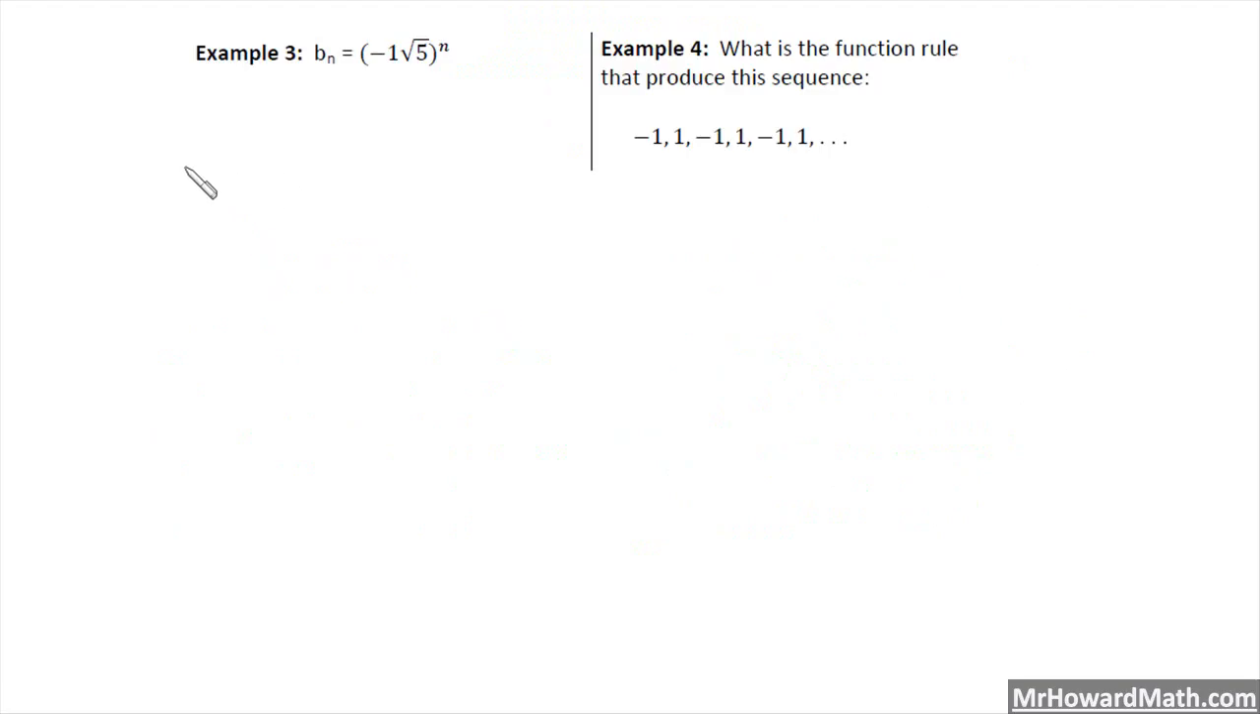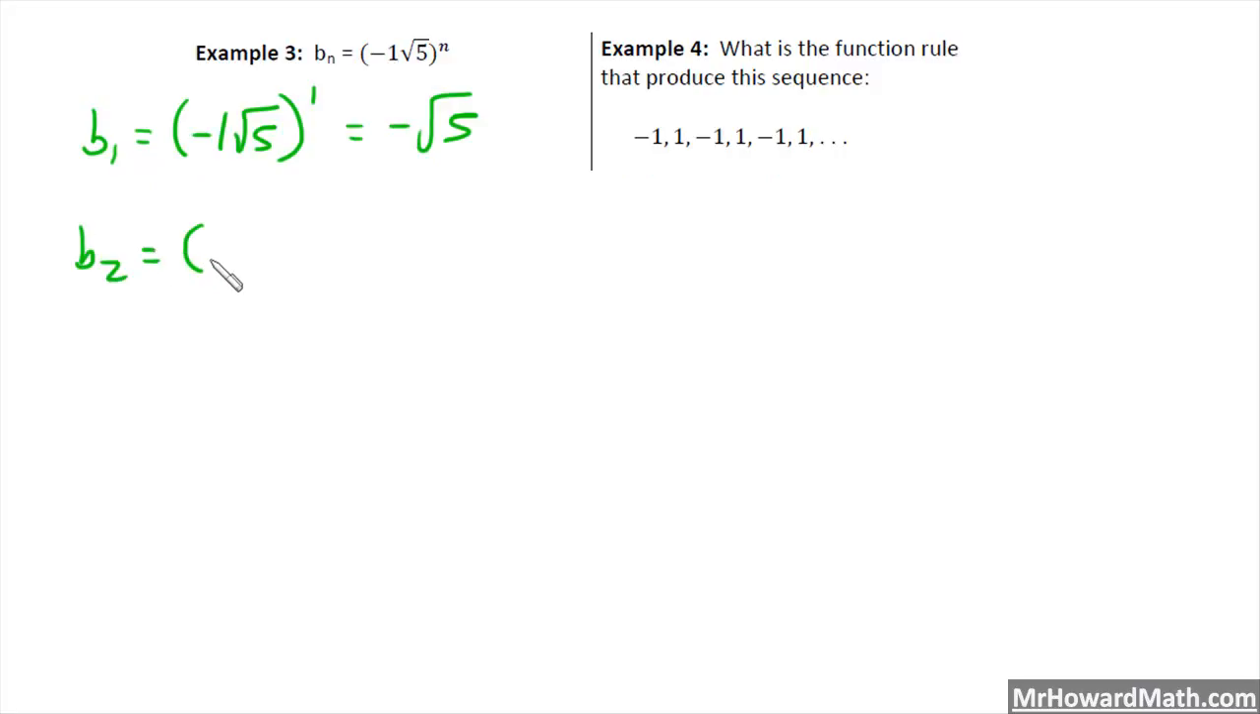All right, example 3 here. So we have this rule. We'll get the first 4 terms. So b sub 1 would be equal to negative 1 times root 5 raised to the first power. So that would just be negative root 5. B sub 2 is equal to negative 1 root 5 raised to the second power. Squaring this negative is going to make it positive. If you square the square root of 5, you would just get 5. So that's positive 5.